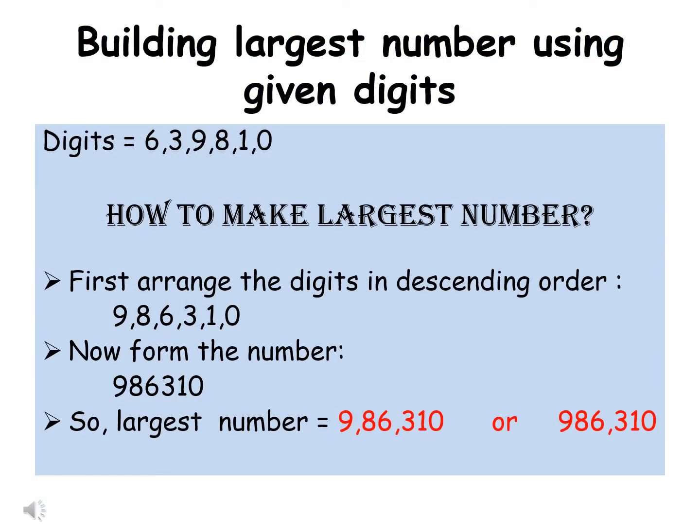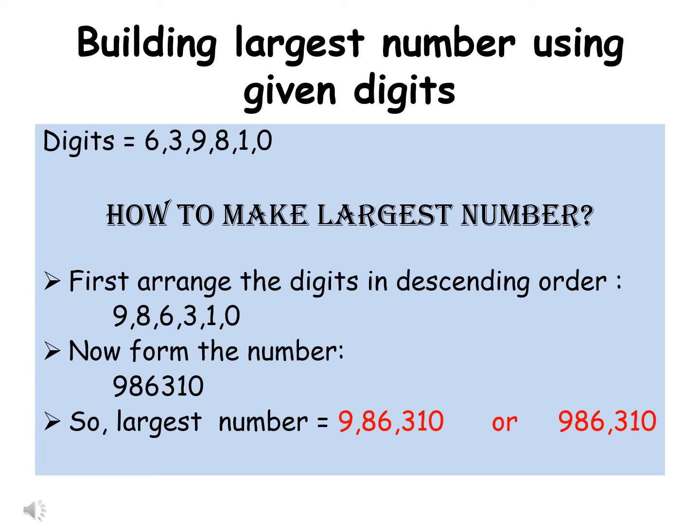In a similar manner, we can build the largest number using the given digits. Now, how do we make the largest number? We have to do the opposite of what we did earlier. We have to first arrange the numbers in descending order, that is 986310, and then remove the commas to form the number.